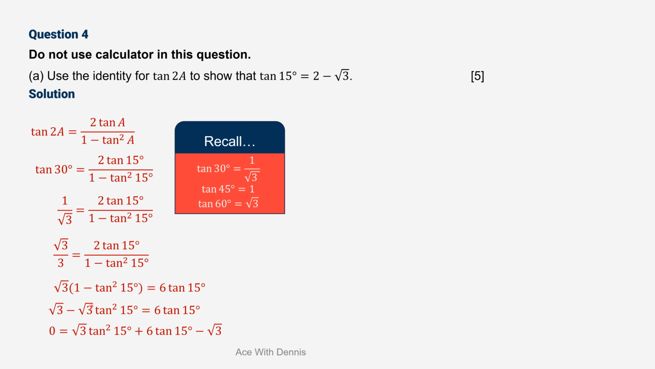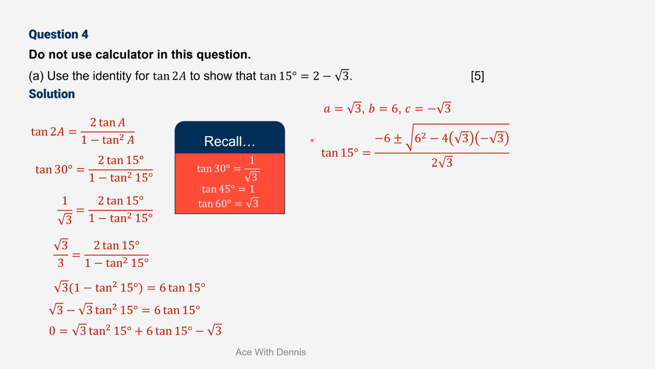Alright, so where a is √3, b is 6, and c is negative √3. Then we solve this quadratic equation using the formula method, where x equals negative b plus minus the square root of b squared minus 4ac over 2a. So for this case, x is tan 15°, so negative b, where b is 6, plus minus the square root of 6 squared minus 4 times √3 times negative √3, over 2a, which is 2√3. Alright, so after that, we simplify the number inside the square root. We have negative 6 plus minus √48 over 2√3.